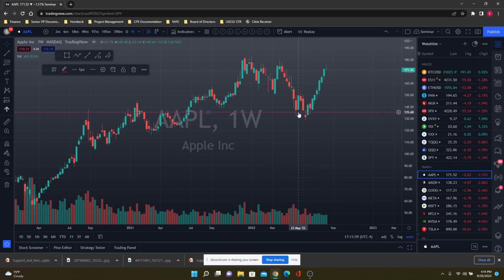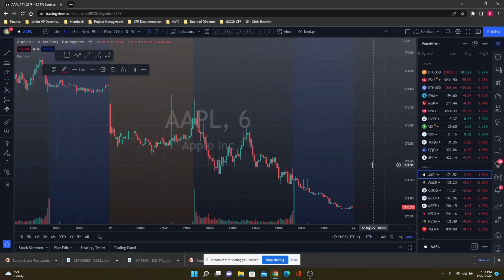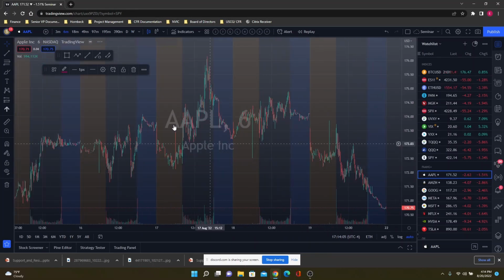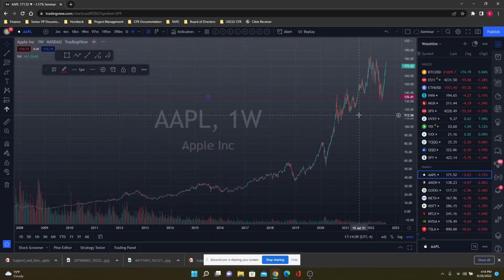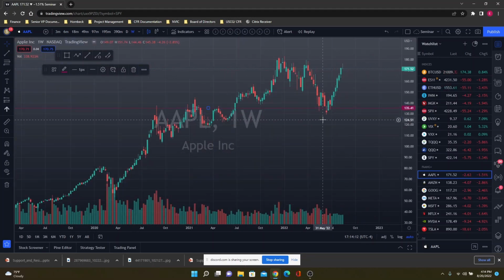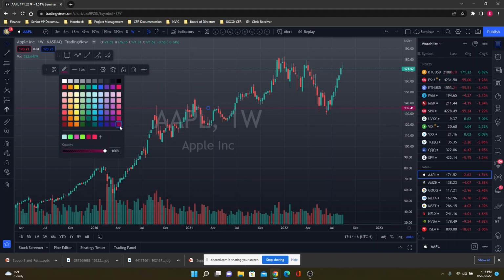And I'm not going to know that I drew it on the 1 week if I'm in a 6-minute chart. I'm not going to know what to look for there. It doesn't mean anything. So using this coloring convention going forward makes charting a lot easier. So for me, 1 week charts, bottom right, that's the darkest color I can find. It's this dark maroon color.